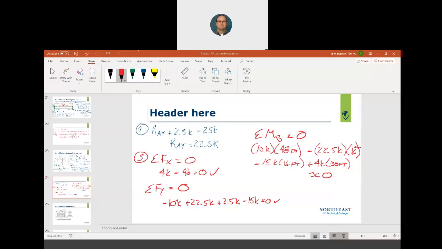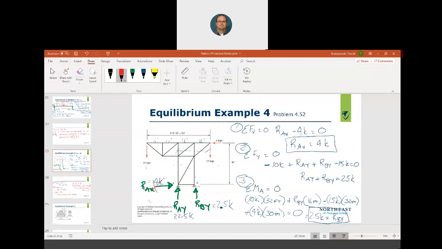So 10 times 48 minus 22.5 times 16, minus 15 times 16, plus 4 times 30. And I actually get 0. Check. Bada boom, bada bing. We just solved these reactions.